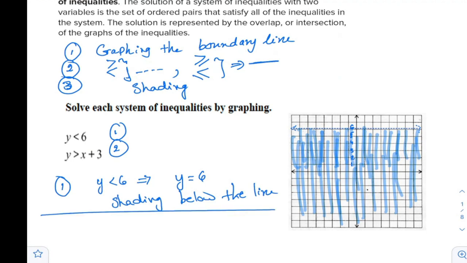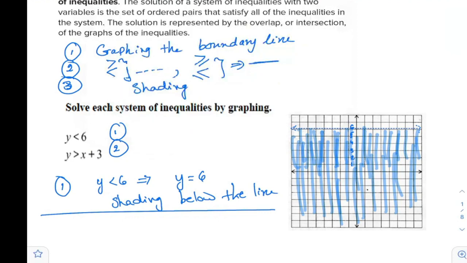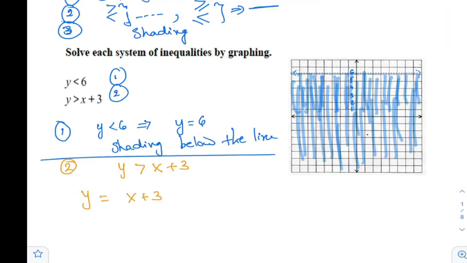This is inequality number 1. Let's move to inequality number 2, and I will use another color. Let's use orange. The second one is y more than x plus 3. And we will graph first y equals x plus 3. We will use all the techniques that we have discovered before.